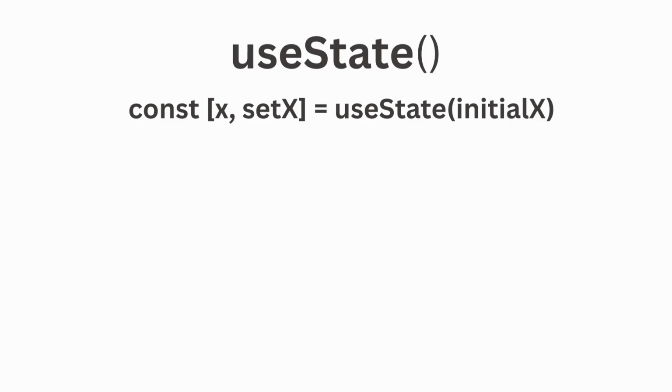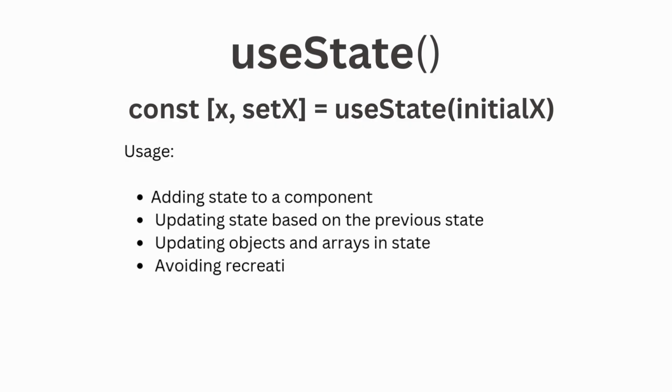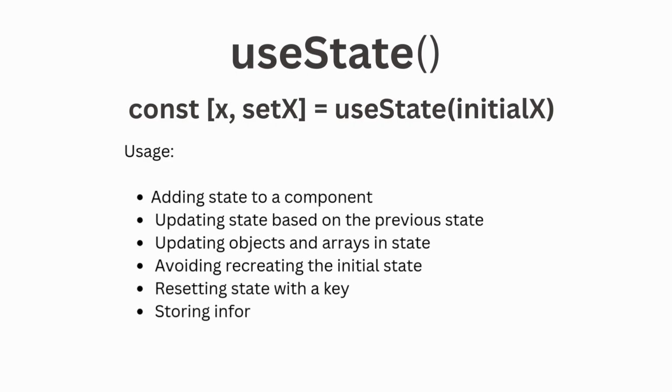What are the uses of the state hook? The state hook is used to add state to a component, update state based on previous state, update objects and arrays in state, avoid recreating the initial state, reset state with a key, and store information from previous renders.